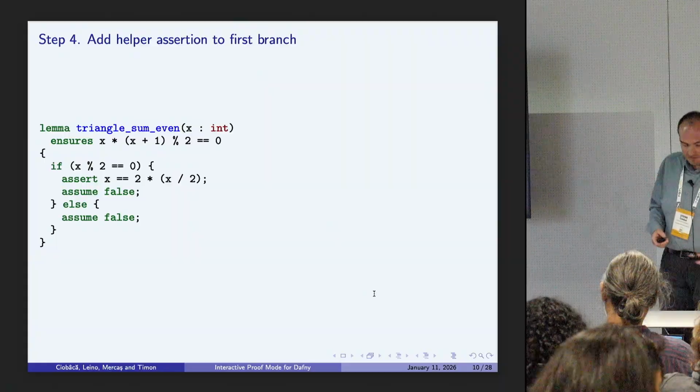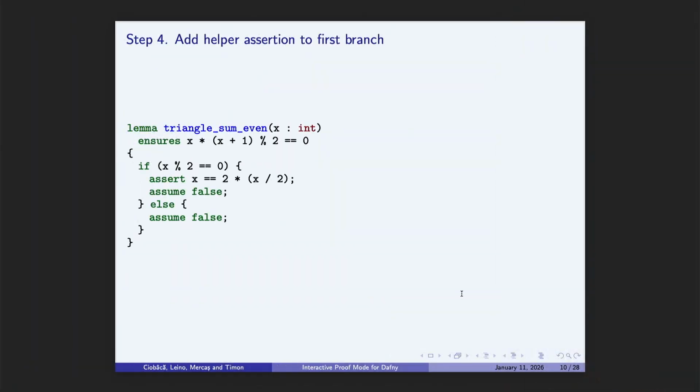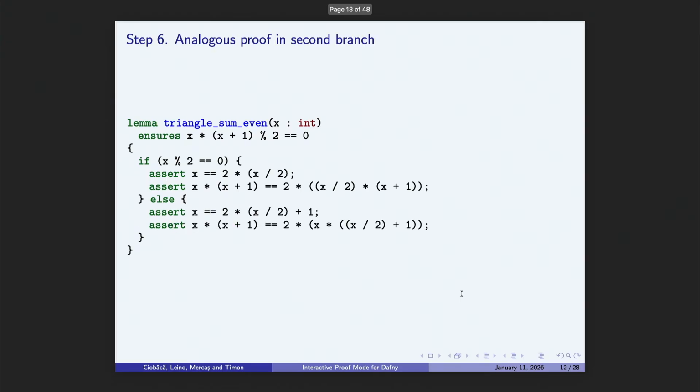So, and then you can say, well, I'm working on the first case here. Does the prover know that x is 2 times x divided by 2? Yes, this does work. OK, and then you say, well, I'm going to help it now. I'm going to tell it that x times x plus 1 is 2 times something. With these helper assertions, the first case goes through, and then the second case is analogous. So give or take, in roughly 6 steps, you end up with a proof of this lemma.